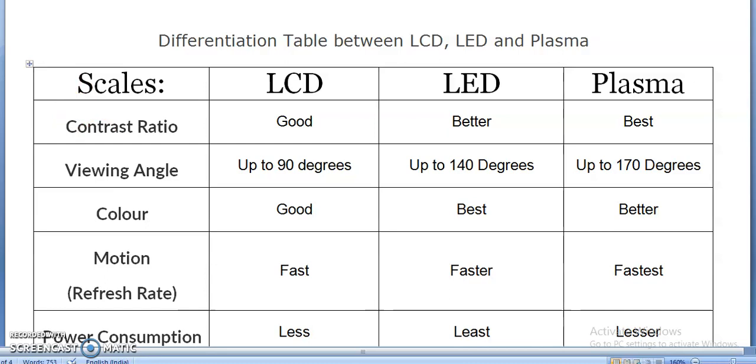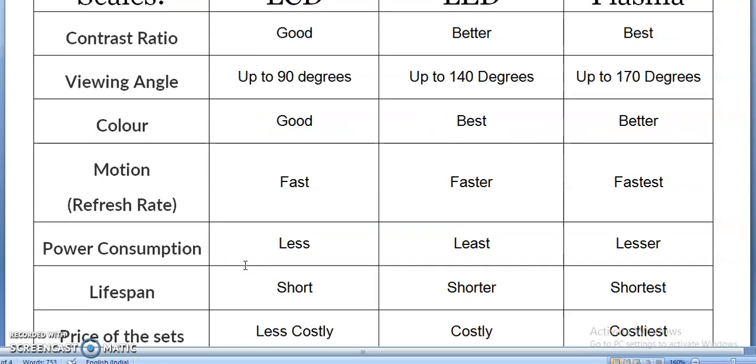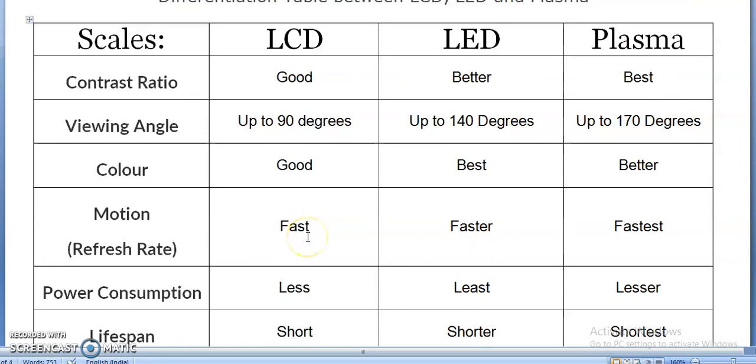Then color is good in LCD and better in plasma, but the best color, if you want to see it, is in LEDs. Then motion, which is the refresh rate, is fast in LCD, faster in LED, and fastest in the plasma. The motion, which is the refresh rate of a screen, is the fastest in plasma.